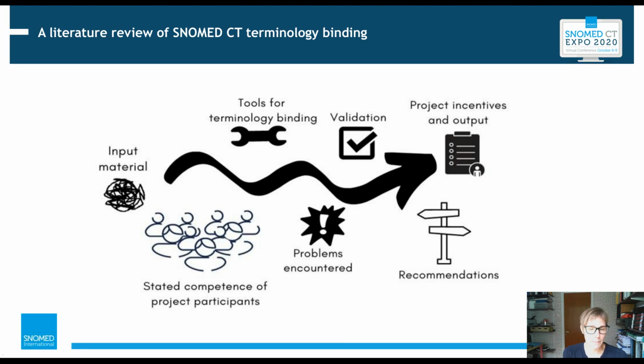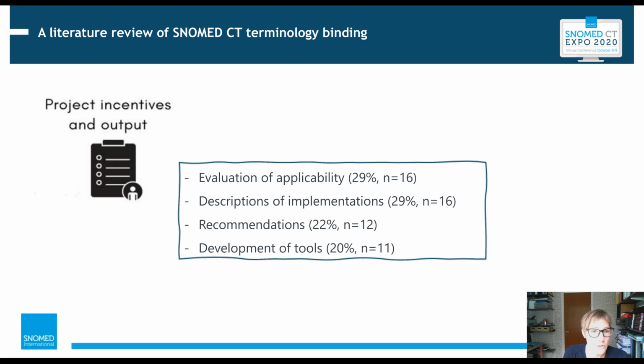So when we read the papers, we looked at these 7 different topics, you could say, that were covered in the papers. And I will talk to you a bit about the project incentives and output, the problems, and the recommendations.